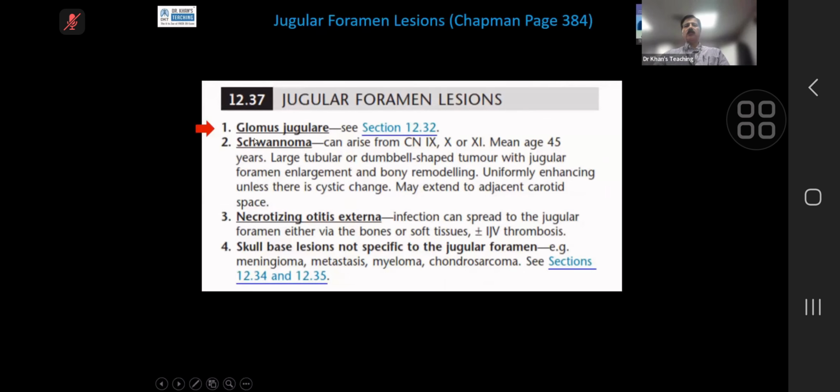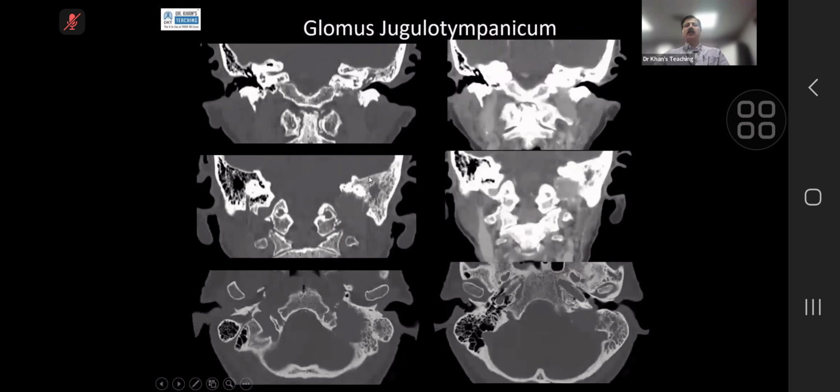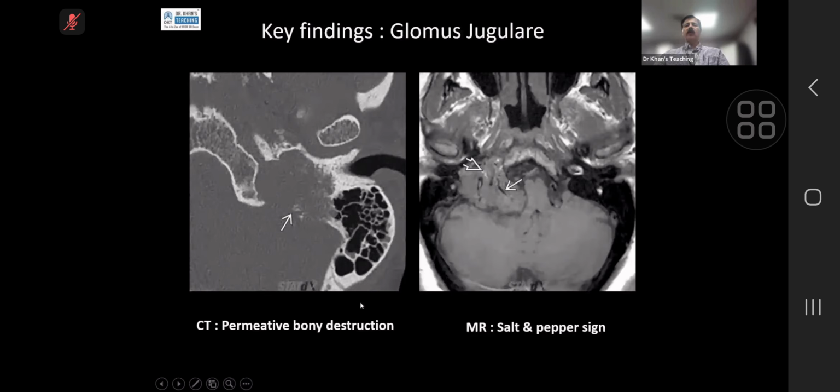Because of permeative bony destruction, you can discriminate it from a schwannoma, because there can be schwannomas of the 9th, 10th and 11th nerves passing through the jugular foramen, and they can also enhance, but they will cause expansion of the bone. They will not cause permeative bony destruction. On a CT scan, that is the key to differentiate it from a schwannoma. On an MR, there is another sign, and we call it salt and pepper sign.